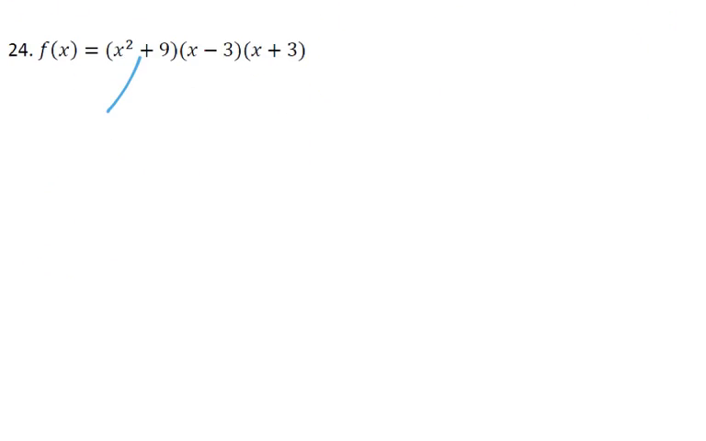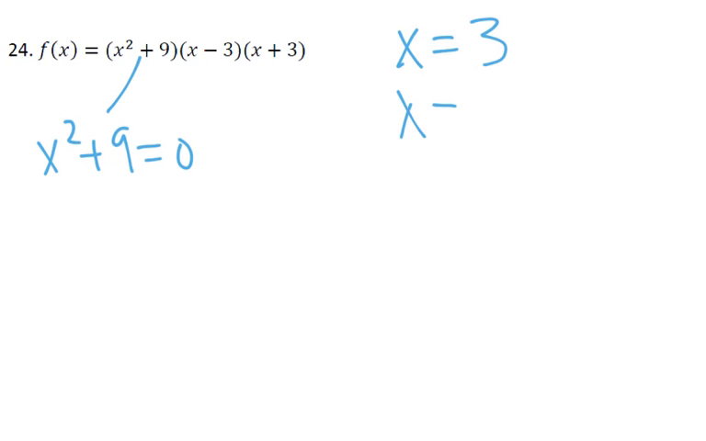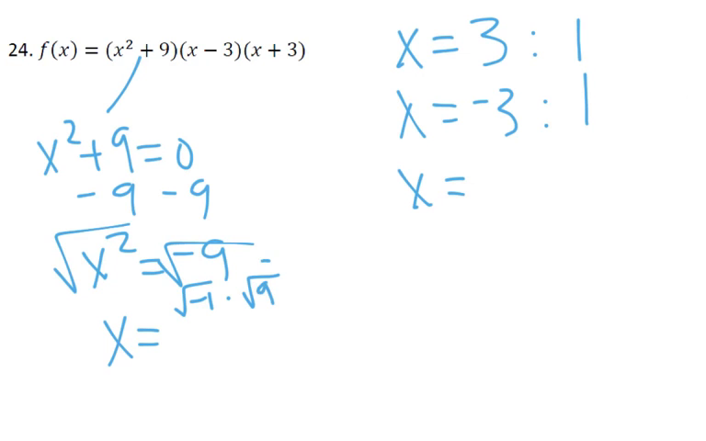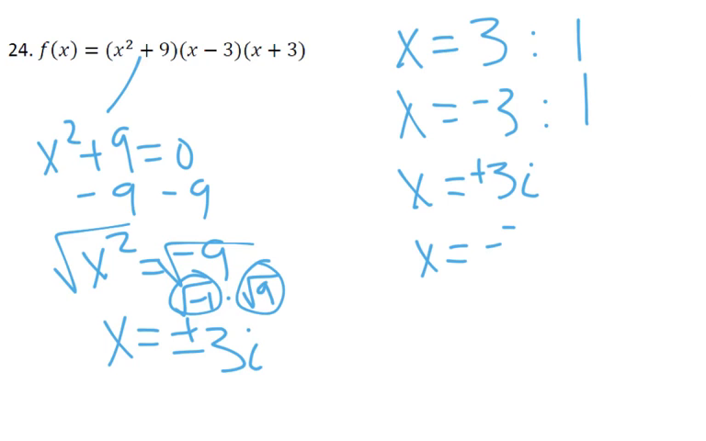So let's set this one equal to 0. But these other two are pretty easy to see, right? X equals a positive 3 and x equals a negative 3, both with a multiplicity of 1. So what about this last one? Well, we subtract 9. X squared equals negative 9. Take the square root. Now we get that negative number, so square root of negative 9 is like the square root of negative 1 times the square root of 9. Square root of 9 is positive or negative 3. So we get a positive 3. Square root of negative 1 is like i. So a positive 3i and a negative 3i. And they both have a multiplicity of 1.